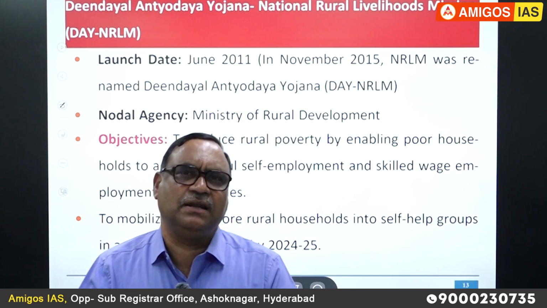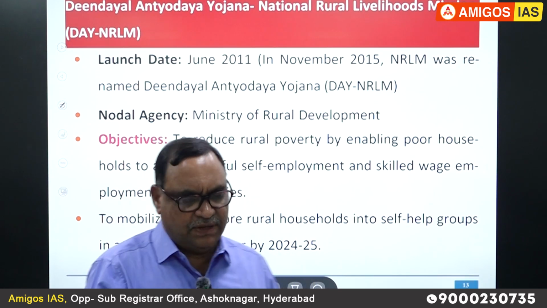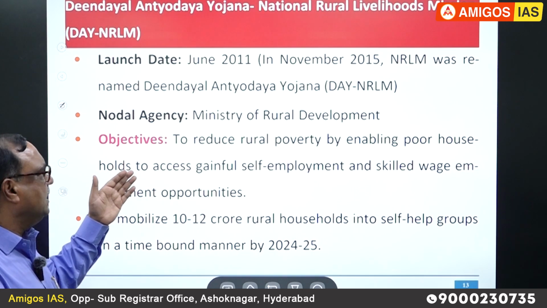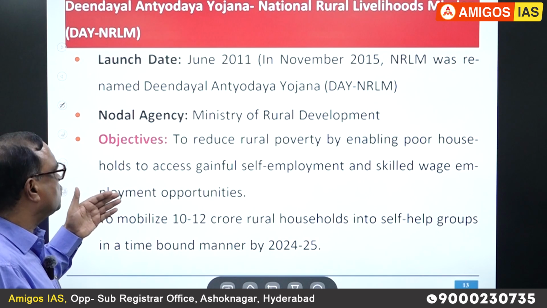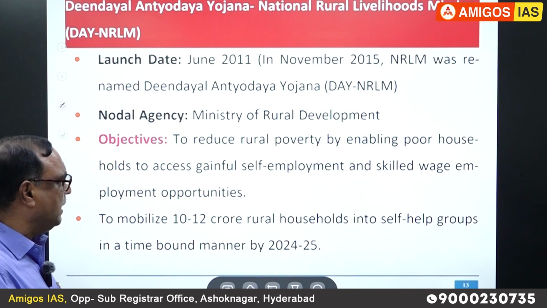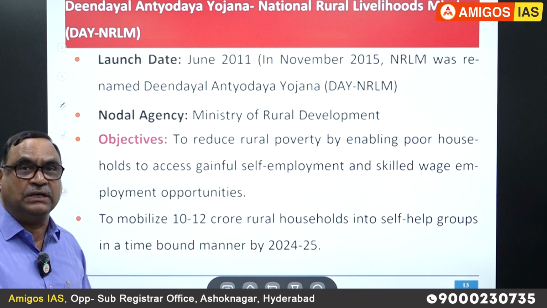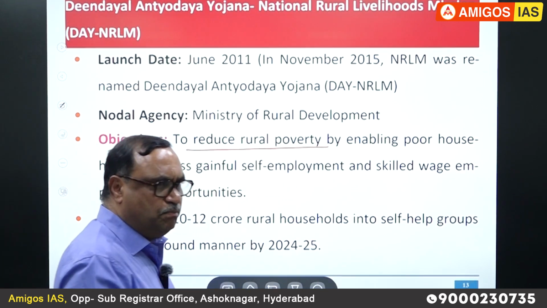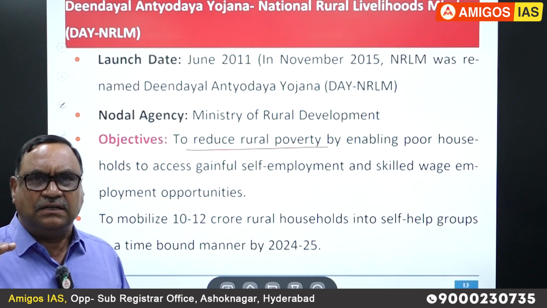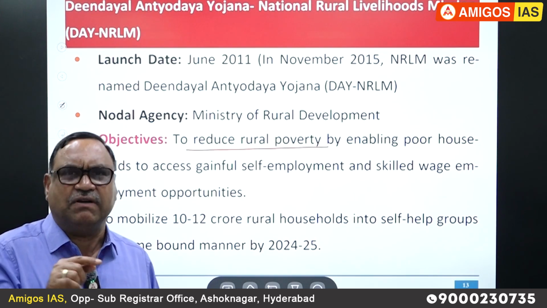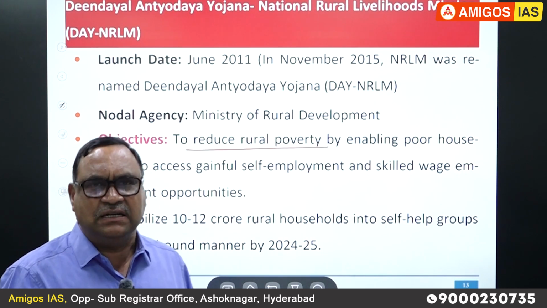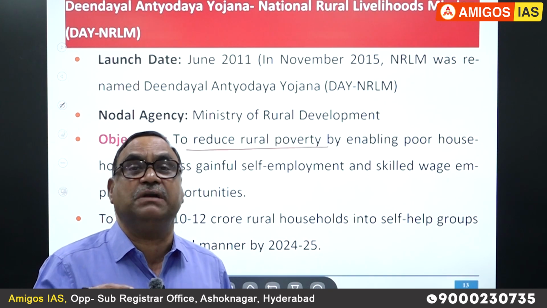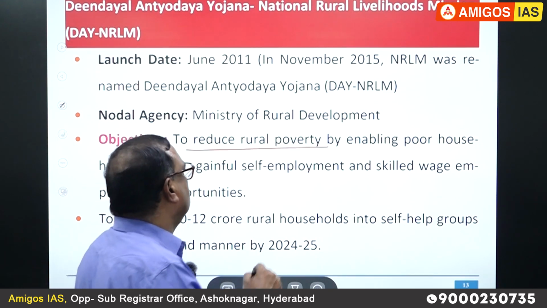Now let us examine the objectives of this scheme. As far as objectives are concerned, the first one is to reduce rural poverty by enabling rural households to access gainful self-employment and skilled wage employment opportunities. This is very important: to reduce poverty. Reduction of poverty is the main objective of this scheme. That is why NRLM is also considered a poverty alleviation program, and it is also considered an employment generation program.